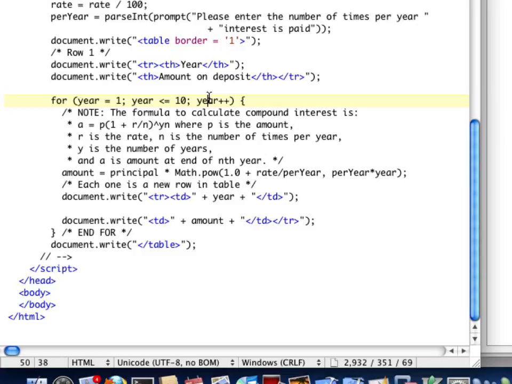So for the syntax, remember it goes like this. You have for and then your initialization, semicolon, your condition, semicolon, and then your change. And then a curly brace to indicate the beginning of that loop. You have your code in here, and then you've got a closing curly brace. Any questions over how to use a for loop?